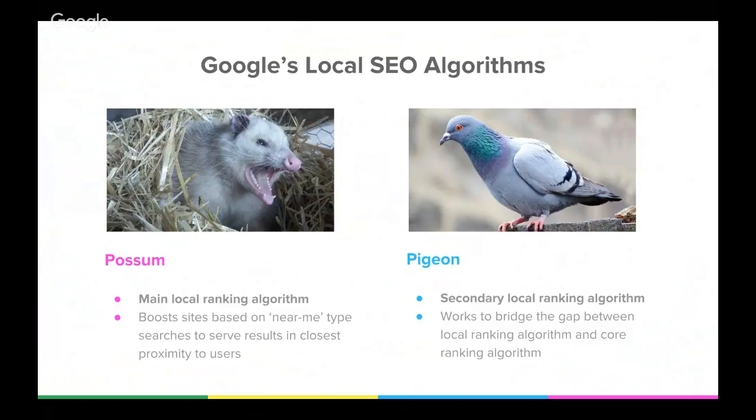So for a while, this was good enough for Google, and then they decided to make their local algorithms a little bit more sophisticated, and along came the Pigeon algorithm. So this algorithm works to bridge the gap between Possum and Google's core ranking algorithm. And to make a really sweeping statement about the core ranking algorithm, if you're not familiar with it, it focuses on quality and relevance. So Pigeon makes sure that the core algorithm, so anything looking for quality and relevance, is combined with the local focus of Possum to provide really high quality local results for users.